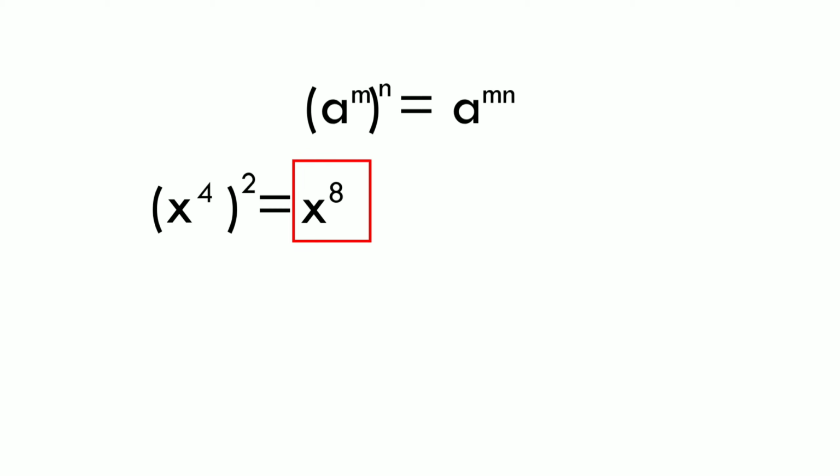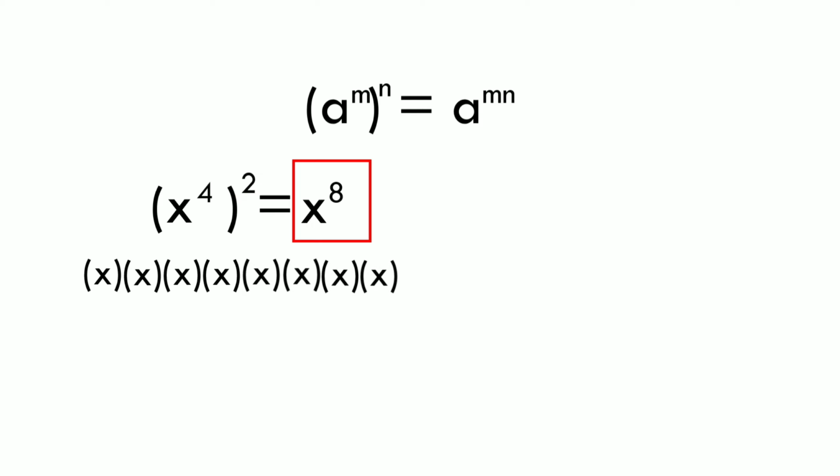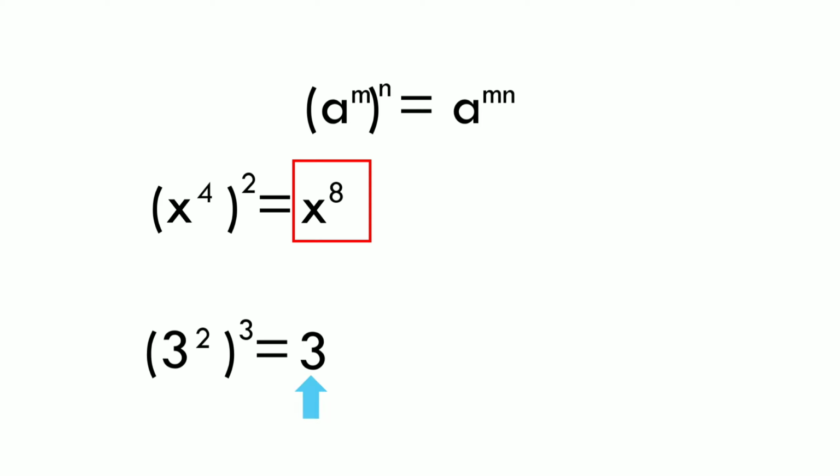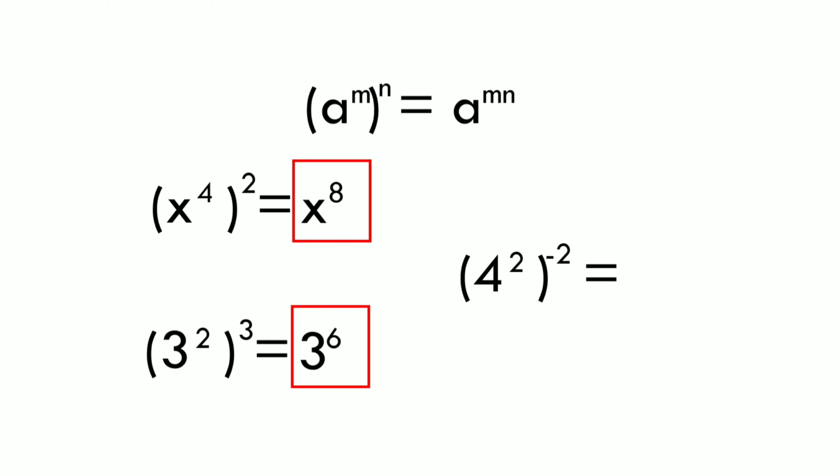Not convinced? Then let's have it this way. x raised to the power of 4 simply means 1 times x times x times x times x. And since we have to raise this to the power of 2, then that means it must be done twice like this. Now how many x's are here? That's just equal to x raised to the power of 8, which is similar to the method we used above. Here's another example. Again, copy the base, so that's just 3. Then multiply the exponents. 2 times 3 is 6. So the final answer would be 3 raised to the power of 6.